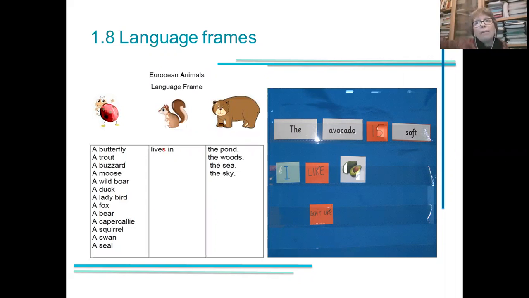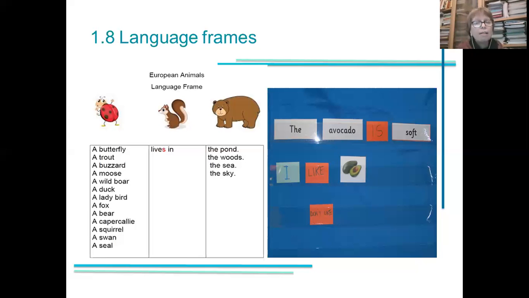I take away the problem with the language. The language is here. I want to assess the content in this moment. So make sentences verbally or in a written form that have sense, that are correct from the geographical point of view. The other one, the avocado is soft, was an activity about fruit and through the five senses. And at the end, the children had to make sentences using cards.